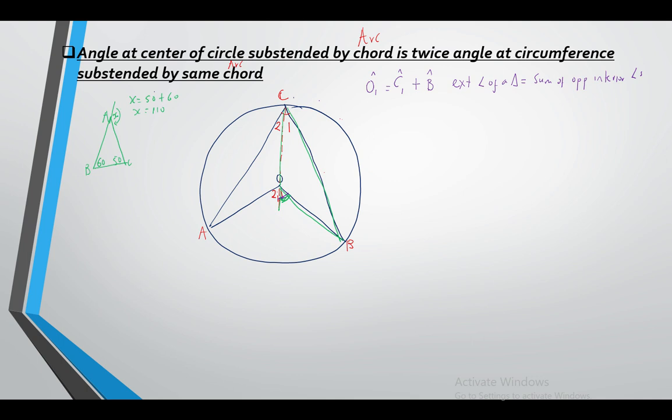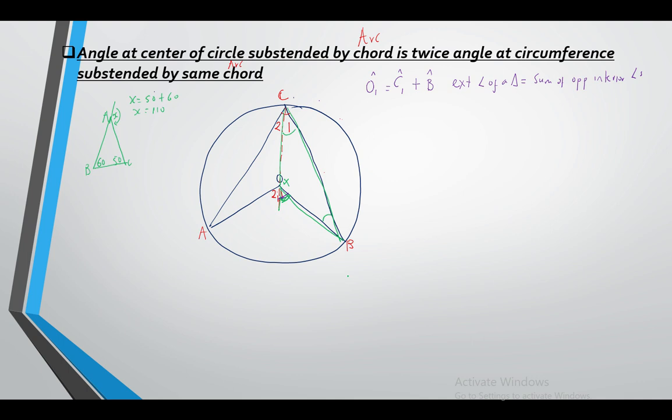The angle outside the triangle is equal to the sum of the opposite interior angles. You need to remember this, guys. This is what I have applied here: O1 equals C1 plus B. O1, being outside the triangle, is equivalent to two angles inside being added together. You leave out the angle closer to O1, so you say O1 is C1 plus B.